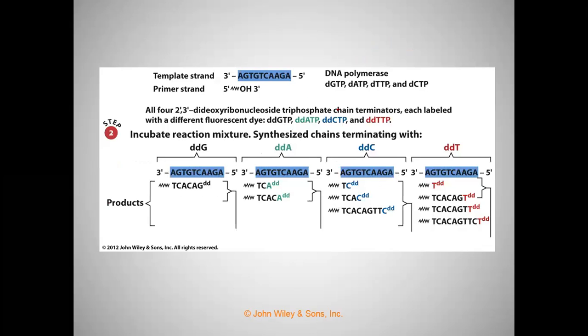Look at this. For example, we make four test tubes, four types of reactions. One contains ddG, one contains ddA, one contains ddC, and one contains ddT. In the tube where the ddG binds, the reaction will stop. In the tube where the ddA binds, the reaction will stop. In this tube, where the ddC binds, the reaction will stop. And in this tube, where the ddT binds, the reaction will stop.